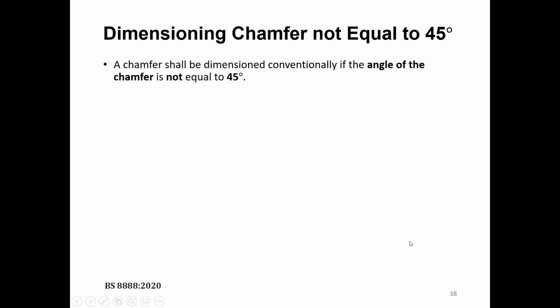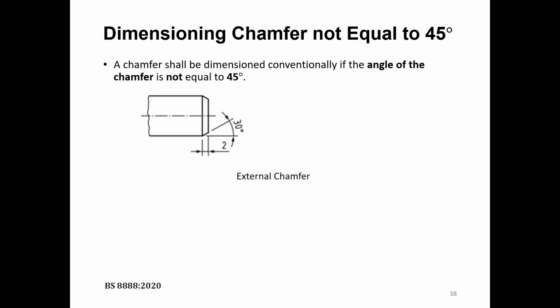Or you say the distance between these two lines is 2 millimeter, and the angle at these two corners is 45 degrees. But if the angle is not equal to 45, we should indicate this clearly. For example, for external chamfer, we say the distance between these two lines is 2 millimeter, but the angle here is 30. And the way you do this, for example, you have this line, and then you draw a parallel line that is away from this line by 2 millimeter, and then from this corner you just draw a line. This line has an angle of 30 degrees with the horizontal, and you do the same here. You draw a line with minus 30 degrees with the horizontal.